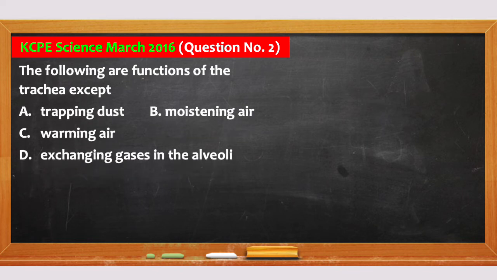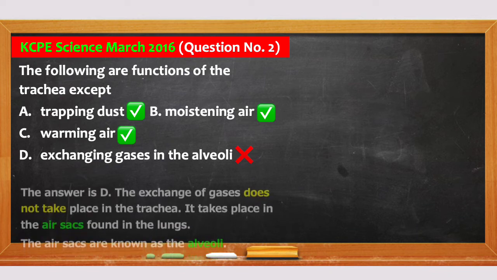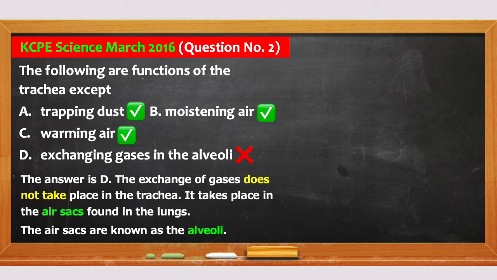Three of the following are functions of the trachea. Which one is not? A. Trapping dust. B. Moistening air. C. Warming air. And D. Exchanging gases in the alveoli. The answer is D. The exchange of gases does not take place in the trachea. It takes place in the air sacs found in the lungs. The air sacs are known as the alveoli.